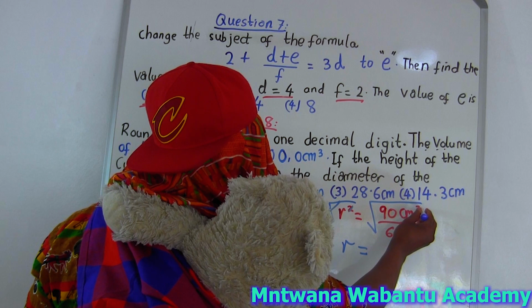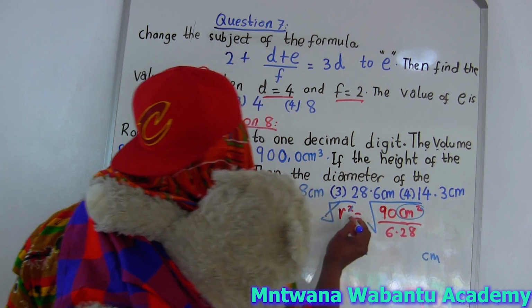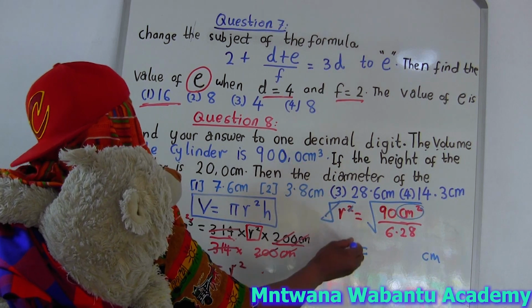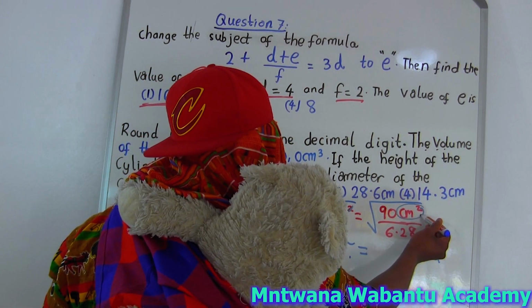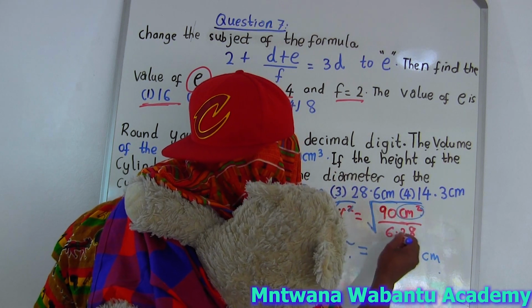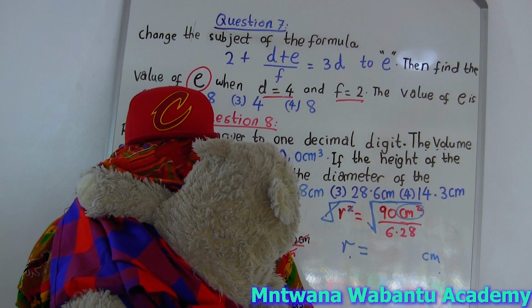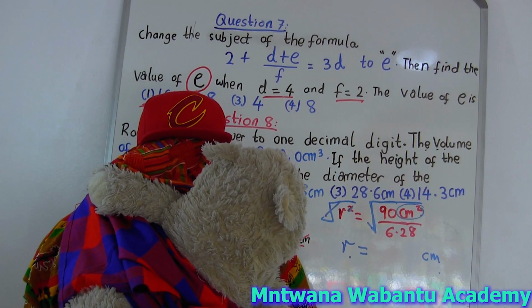So now, when you square root centimeter square, you're only going to be left with 1 centimeter. Just like here, it was r square, with the square root you get only r. When you square root centimeter square, you get centimeter. Now let's put this in the calculator. You see, square root of 90 over 6.28. Okay, so now this is going to give us 3.79.